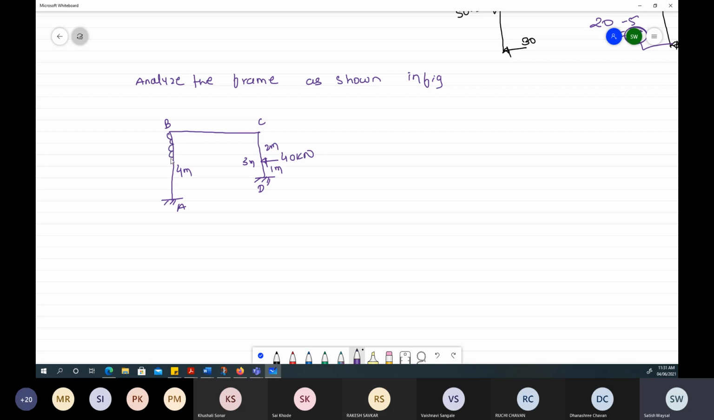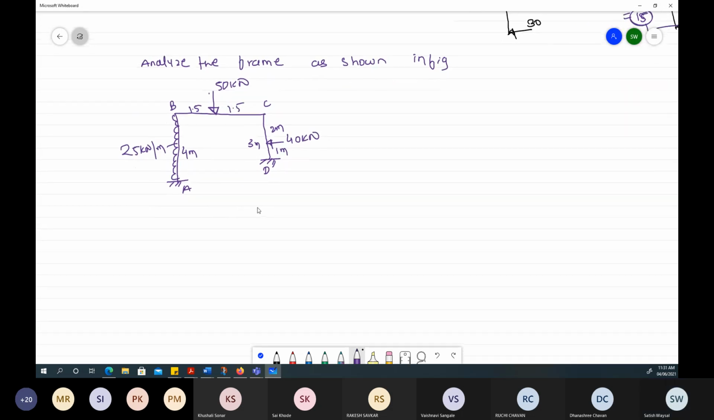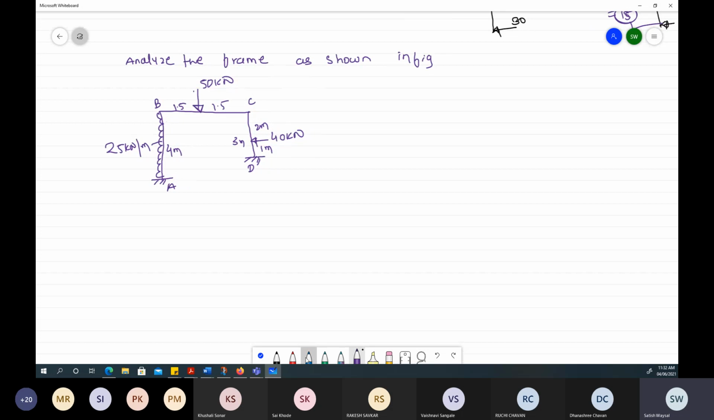Over this there is a UDL. Actually, this is not possible, but as it has been given, we have to consider this 25 kilonewton per meter. And on the slab, this is one of the members which has the 50 kilonewton load at the center. This is 1.5 meter, this is 1.5 meter. So this is the ABCD frame.